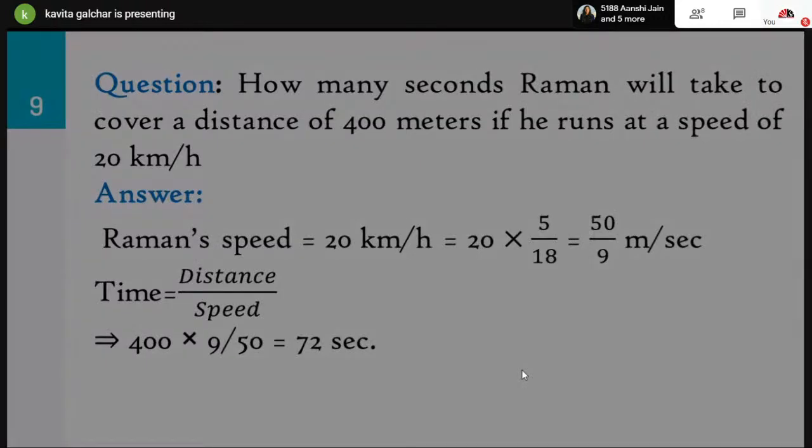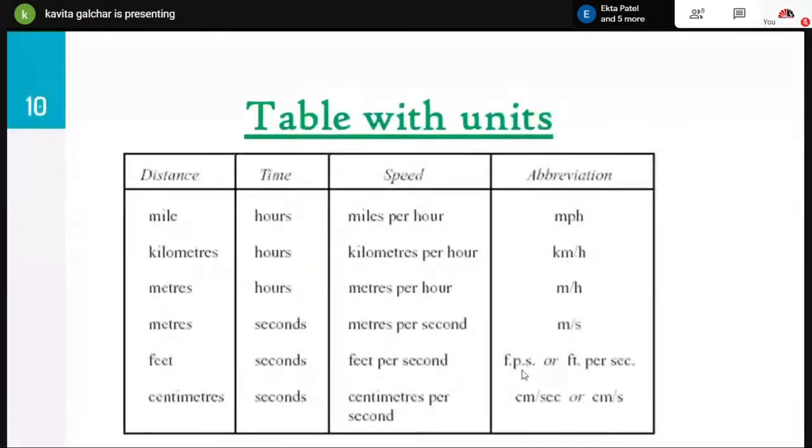Table with units. If distance is measured in miles and time in hours, the speed will be miles per hour, as the formula for speed is distance upon time. The abbreviation you can use for that is mph. If you measure the distance in kilometers and time in hours, the speed will be kilometers per hour. The abbreviation is, as you can see here, km/h.